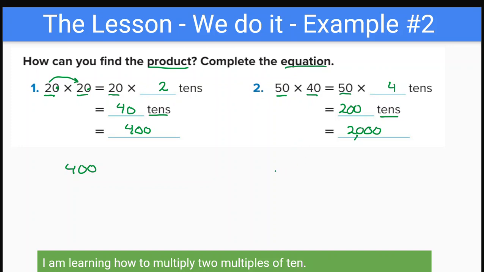Now I wouldn't have done it that way. I would have gone like this. I would have gone 50 times 40. I would have gone 5 times 4, that equals 20.